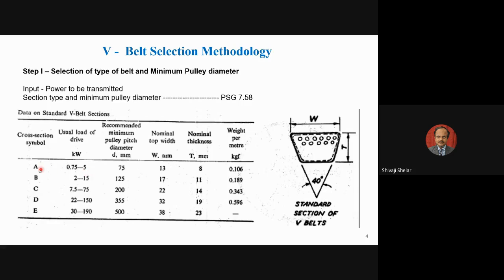Now when we are selecting this power, it is recommended to use the minimum pulley diameter, that is the minimum pulley pitch diameter, small d. That small d is specified here. You cannot select lesser than this.